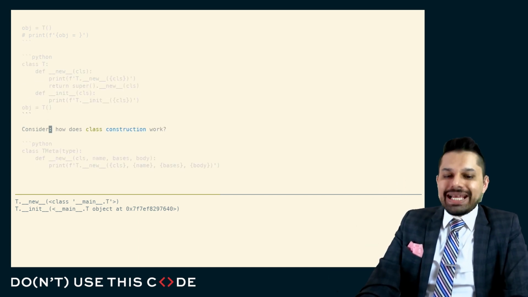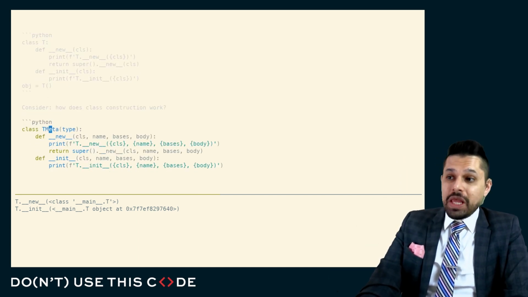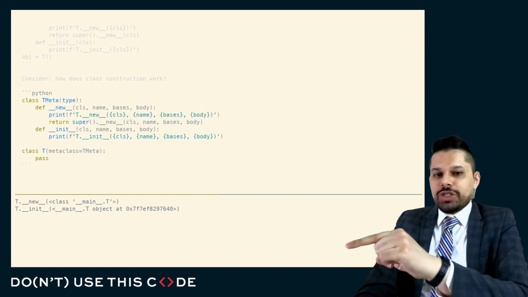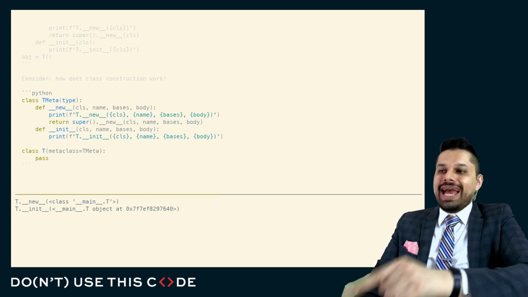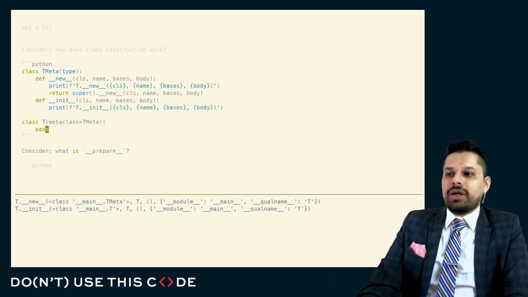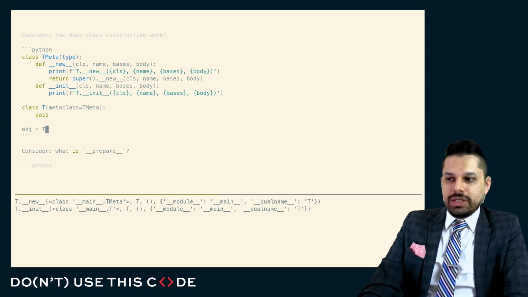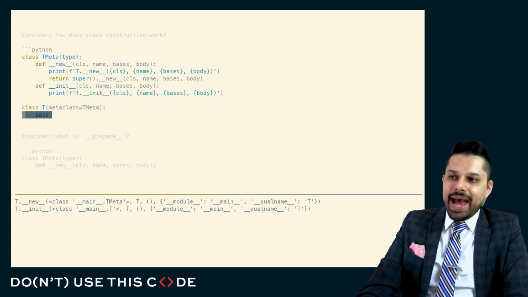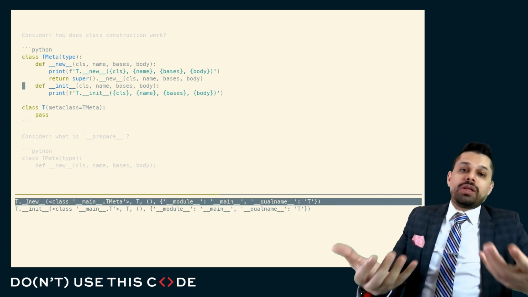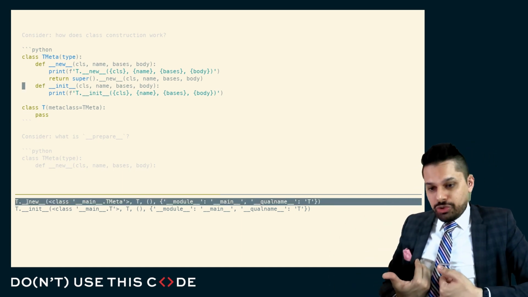Well, how does class construction work? Very similarly. On the metaclass, you have a new and an init, and one of these is triggered before the class is created, and the other one is triggered after the class is created. And so here, I do not have any code that looks like this, object equals t. I'm just creating the class, and you can see there is a new and an init, which allow you to hook in before the class was created and after the class was created, initialized.